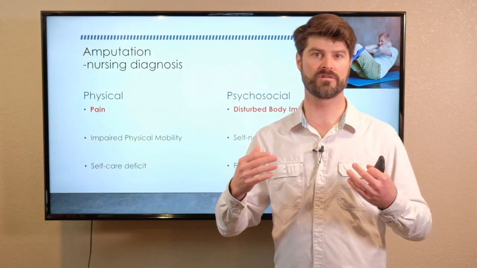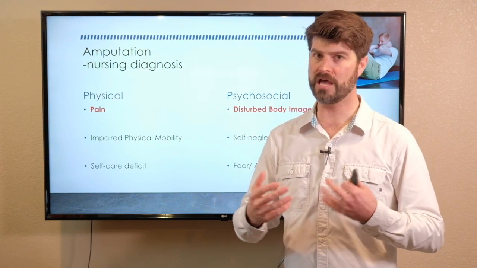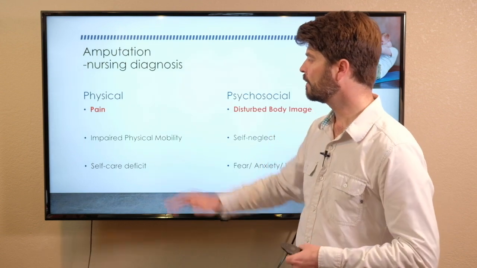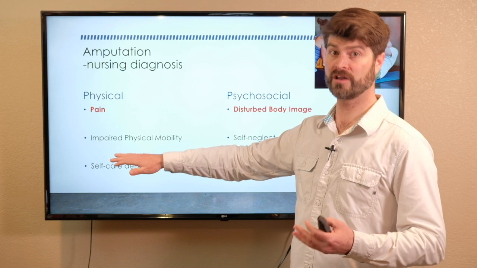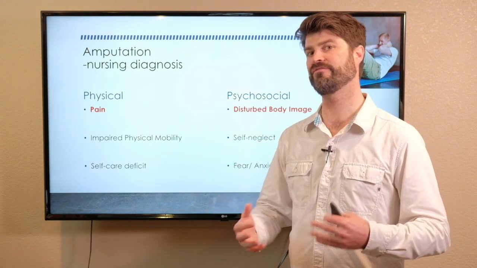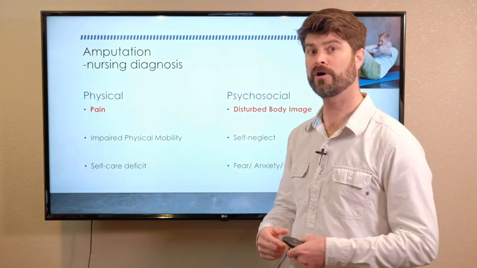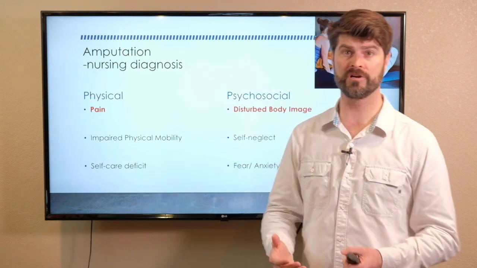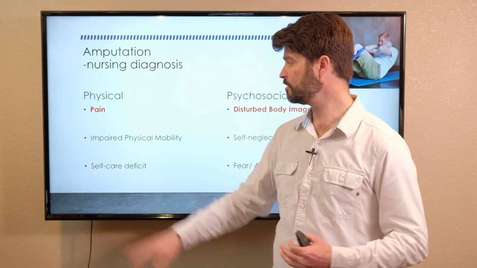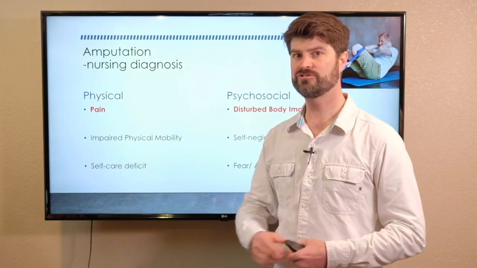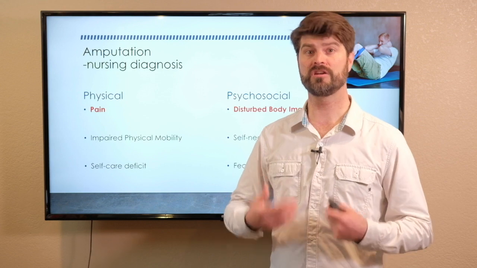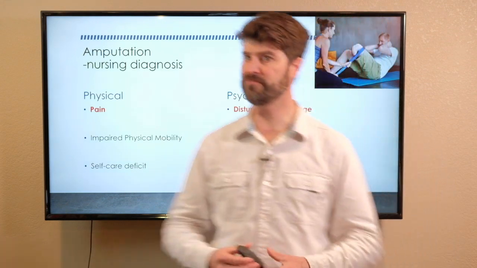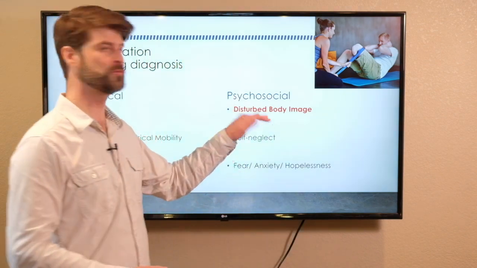So things like phantom pain, which may or may not be associated with actual physiologic injury. Impaired physical mobility, because they're going to have to learn to do something in a way they've never had to do it before, because they now have a part of their body missing. And a self-care deficit for a few different reasons. One is if they have alterations in mobility, it's going to change the way that they take care of themselves. So there's going to need to be some support and teaching around that. The other is that patients may view themselves as having a disturbed body image.